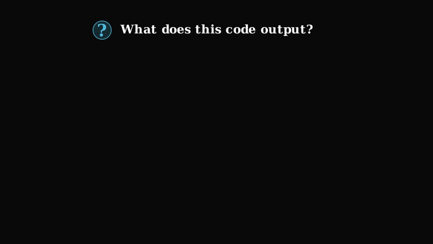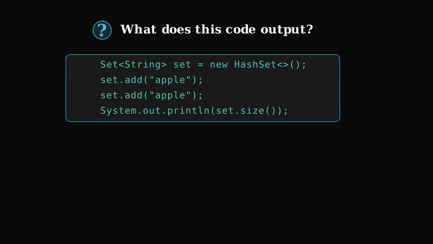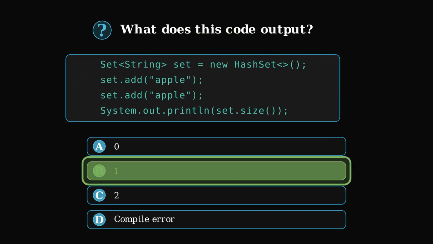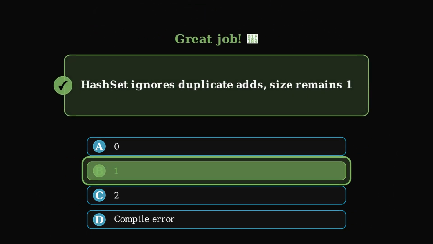What does this code output? Which one is correct? The correct answer is HashSet ignores duplicate adds. Size remains 1.